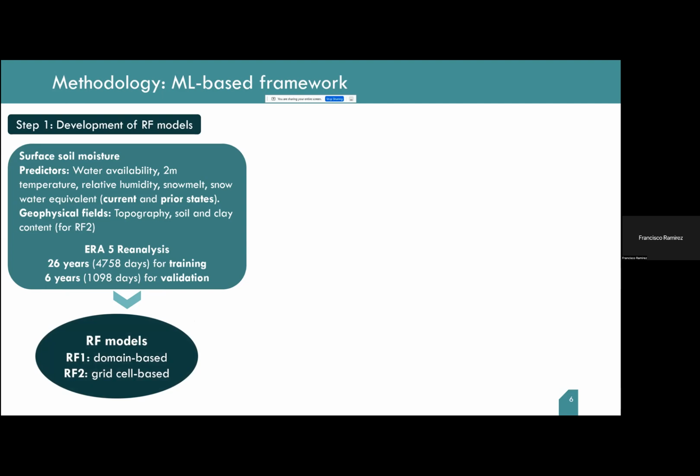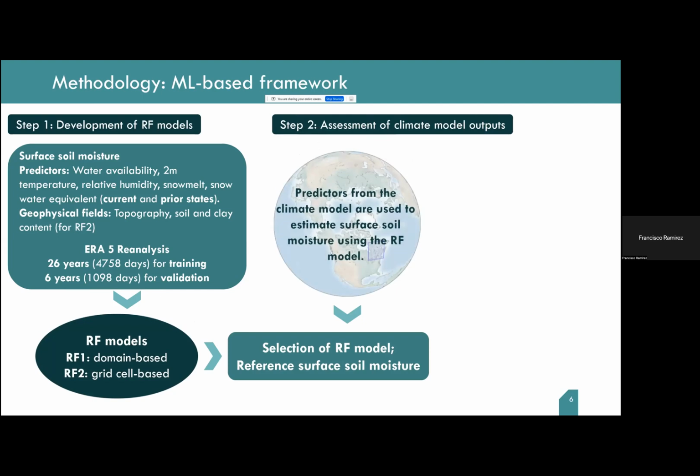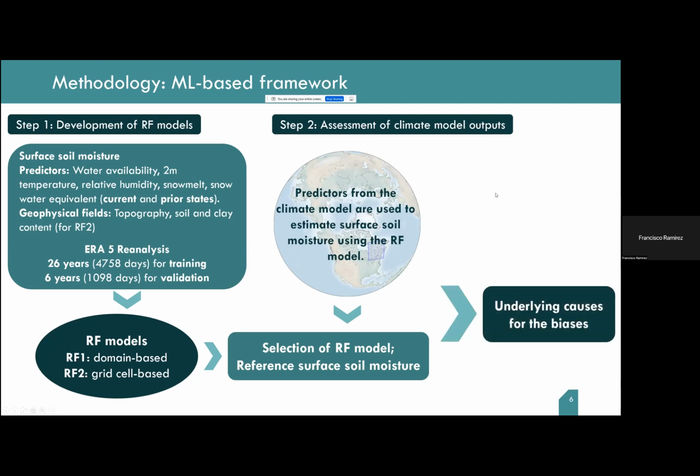We developed two sets of models, a domain-based RF1 and a grid cell-based RF2. RF1 is a single model trained on the data for the entire domain, while RF2 is an array of models, one for each of the land grid cells. Okay, once the models are trained and validated, in step 2, we replace the climate predictors used to estimate surface soil moisture with outputs from the climate model. And the bias in each individual estimation reveals the underlying mechanisms driving biases.